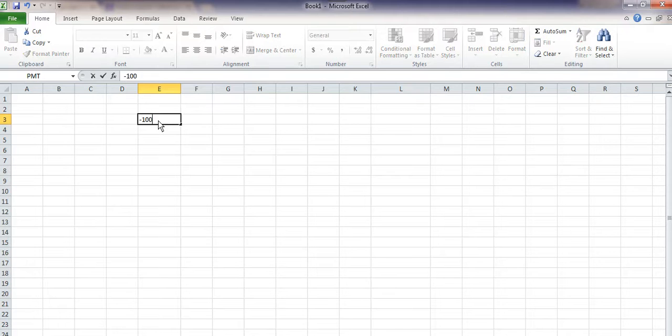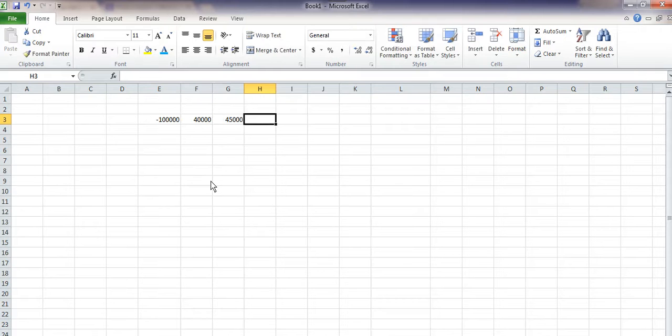Suppose an investor invests rupees 1 lakh. After 1 year, the inflows are 40,000 rupees. Then second year inflows are 45,000, and in the third year the project gives us 50,000 rupees.